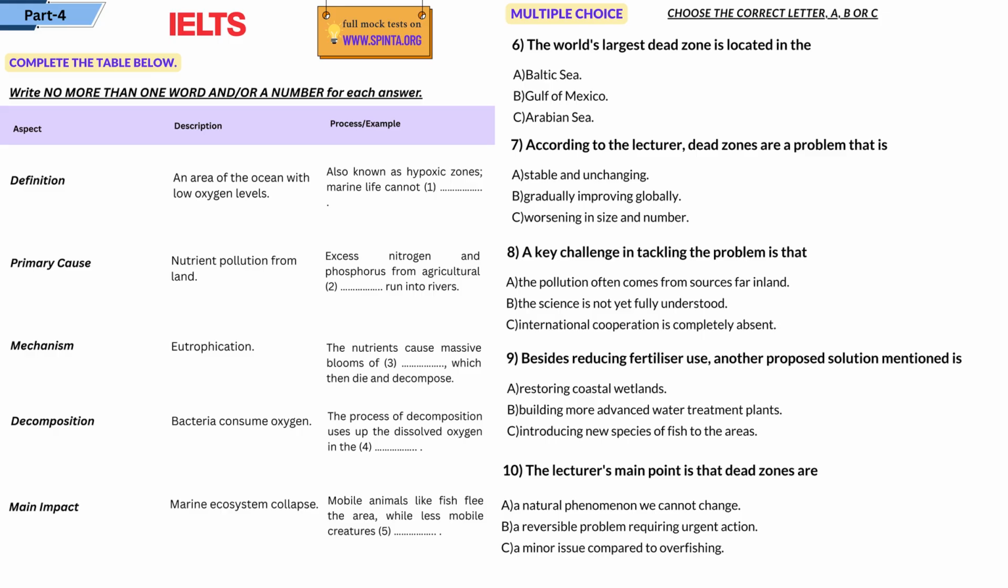To conclude, while the term dead zone sounds final and permanent, it doesn't have to be. These zones are not necessarily permanent. Studies have shown that if the flow of pollutants is significantly reduced, ecosystems can be surprisingly resilient and can recover over time. Therefore, the main message to take away is that this is a reversible problem requiring urgent action, both on our farms far inland and in the protection and restoration of our vital coastal habitats.